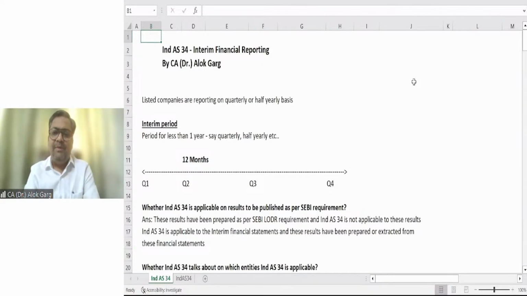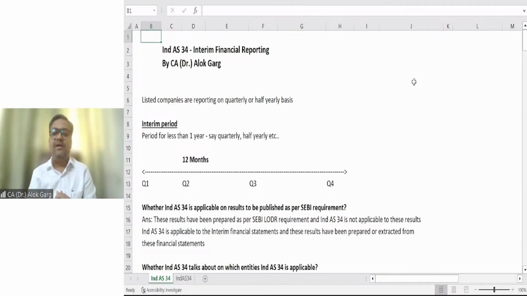And what should be the minimum line items in each component of the financial statement. You all agree with me? So this is the meaning of structure and content of the components of the financial statement. If a company is preparing an interim financial statement, interim means less than 1 year. An annual financial statement is for the full year, and for it IND AS 1 is completely applicable. But an interim financial statement is prepared for less than 1 year.